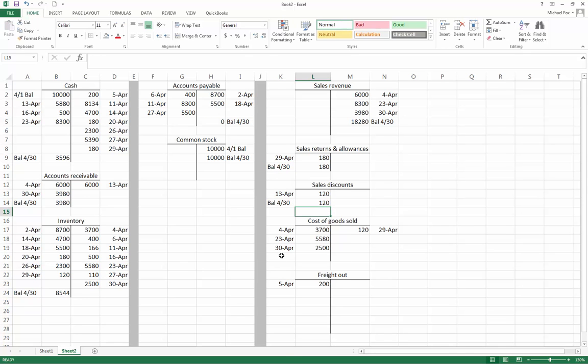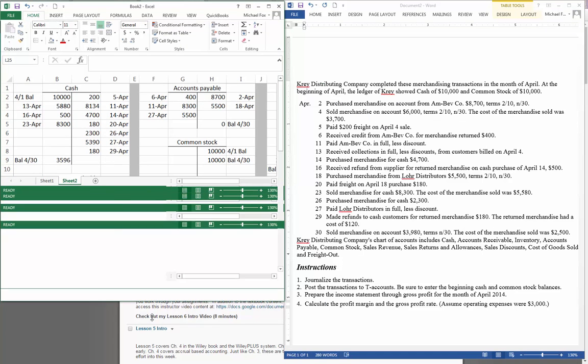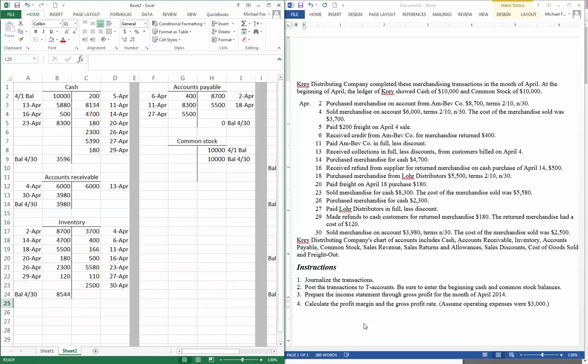Cost of goods sold is an expense account, so we would expect it to have a debit balance. So this will equal the debits minus the credits. All right, there's all my balances. So now let's take a look back at the problem, see what they want us to do next.